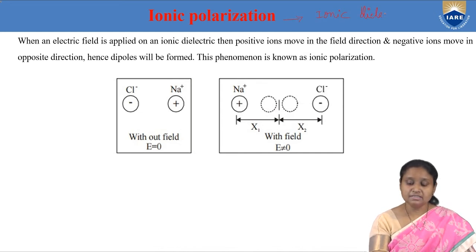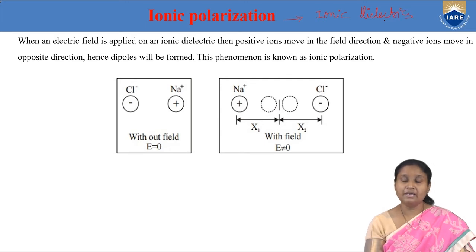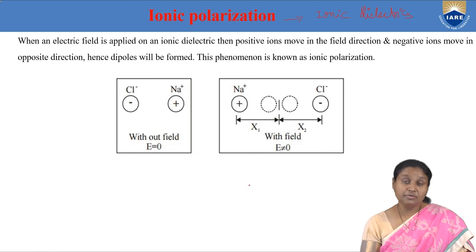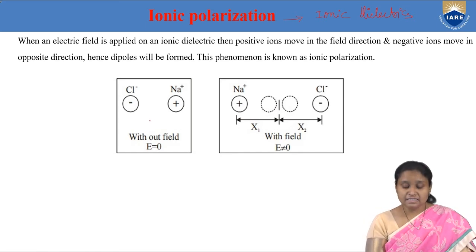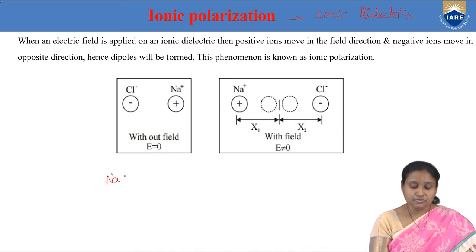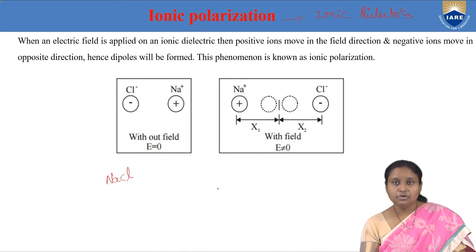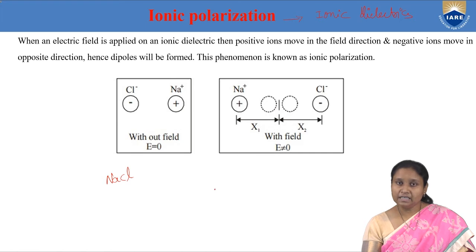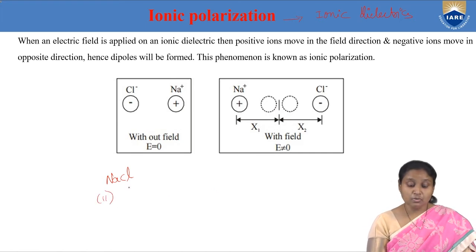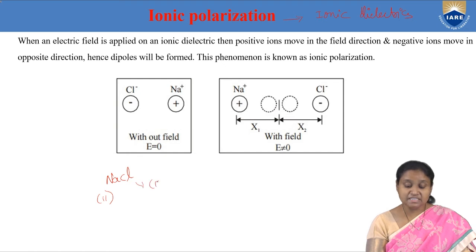So generally it occurs in ionic dielectrics or ionic compounds, where two dissimilar atoms come together and form a strong bond because of transfer of electron. For that I have taken the example of sodium chloride. The sodium atom has atomic number 11, and the chlorine atom has atomic number 17.